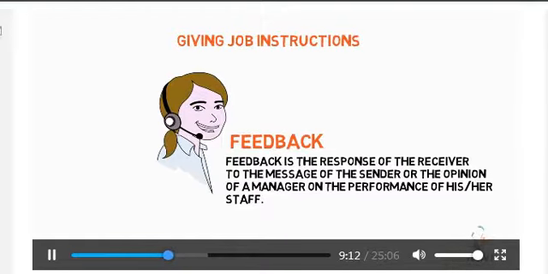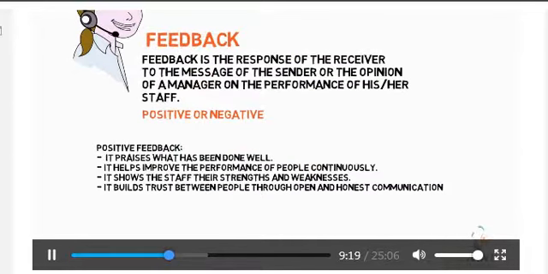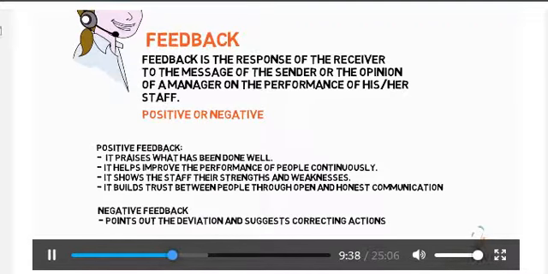Positive feedback praises what has been done well, and it can help improve the performance of people continuously by showing the extent to which the staff understands the instructions or tasks. It also lets the staff know their strengths and their weaknesses. Good feedback will also build trust between people through open and honest communication, which prevents the grapevine from running wild. Negative feedback points out the deviation and suggests correcting actions.